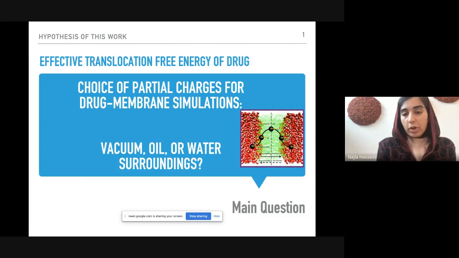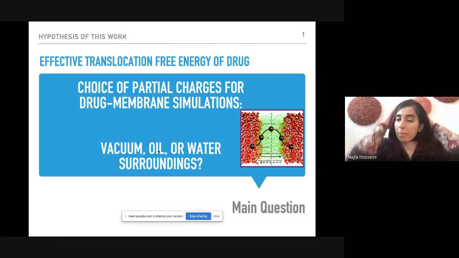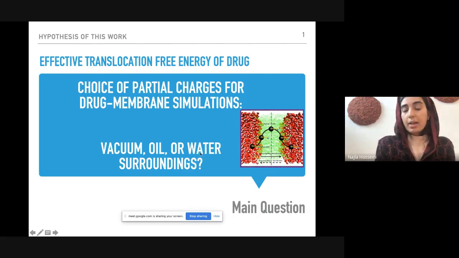And the aim of this work is to consider the effect and the role of the environment on a drug, like partial charges for this drug, and then to consider the quantum nature of the drug. Then the main question of this work is, for this model, which kind of partial charges do we need? Vacuum, with a dielectric constant of one, like a current force field; oil, with a dielectric constant of two, as a membrane environment; or the environment of the water? And also, how can we obtain it?